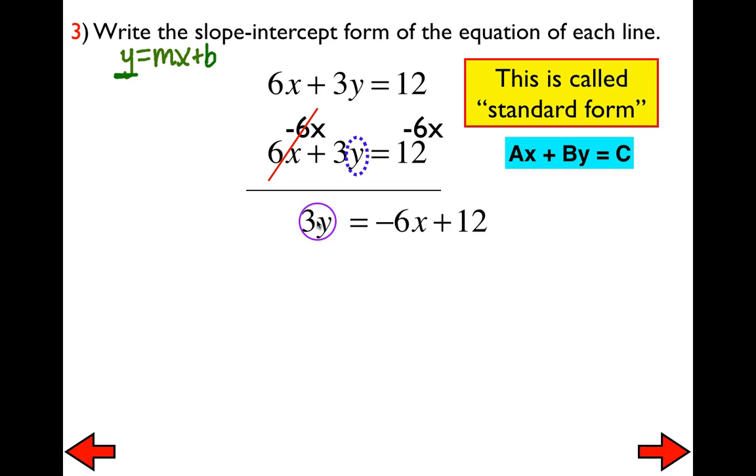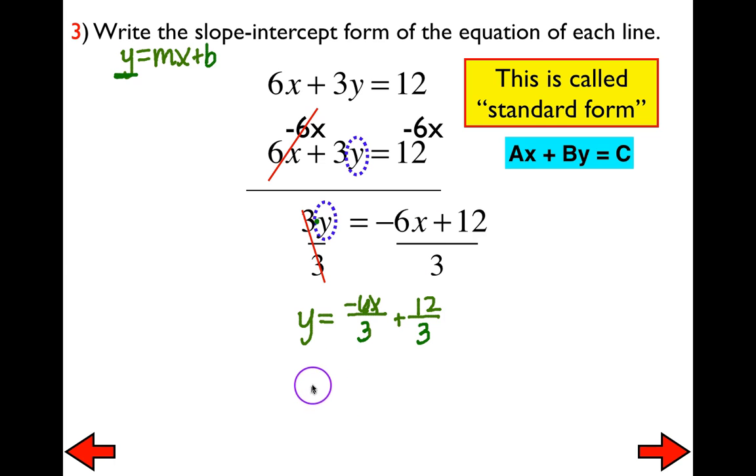This 3y technically means 3 times y, so the inverse of multiplying by 3 would be to divide by 3. So I'm going to divide both sides by 3. So here, notice the 3's are going to cancel out. Now what's going to happen is this, because what does this all mean? Well, it technically means y equals negative 6x over 3 plus 12 over 3 as well. So notice when the entire expression is divided by 3, each term is divided by 3. So this is going to leave me with y equals negative 2x plus 4.